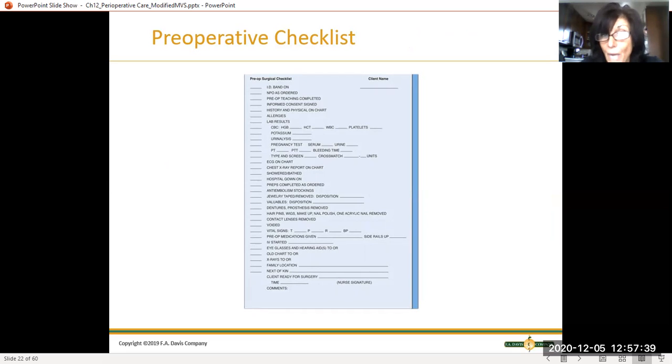Are they clean? Were they showered? Were they bathed? Do they have a hospital gown on? Any specific preparations? Have they been completed? Do they have TEDs, anti-embolism stockings on?